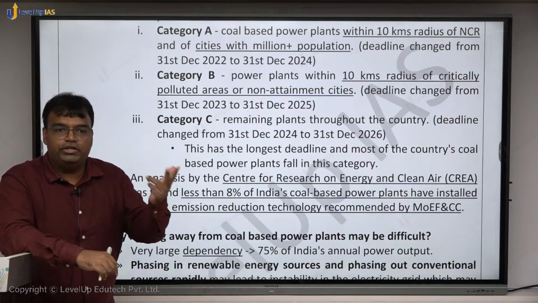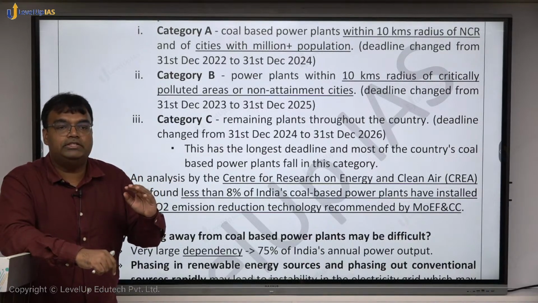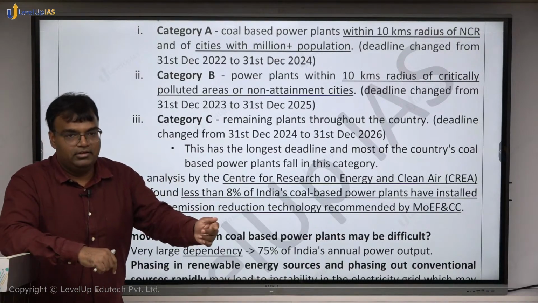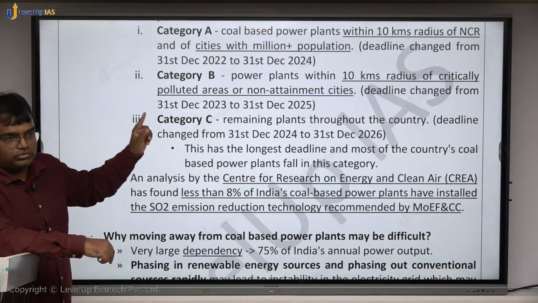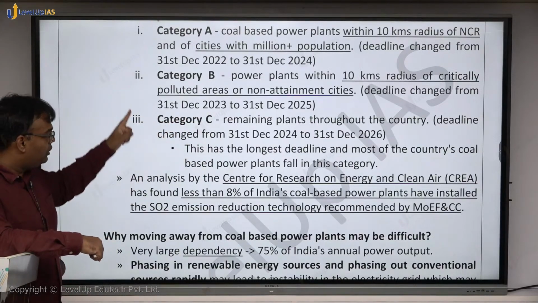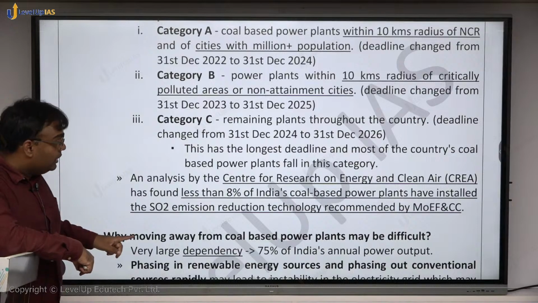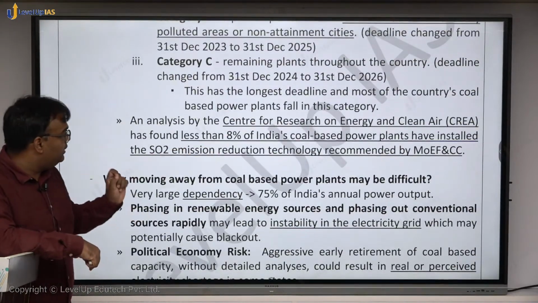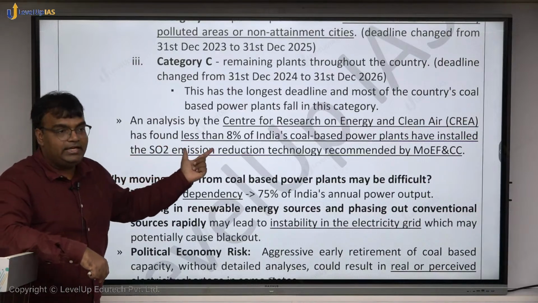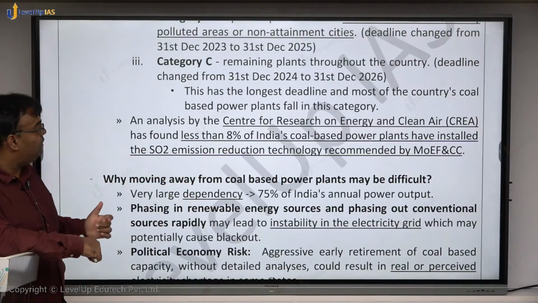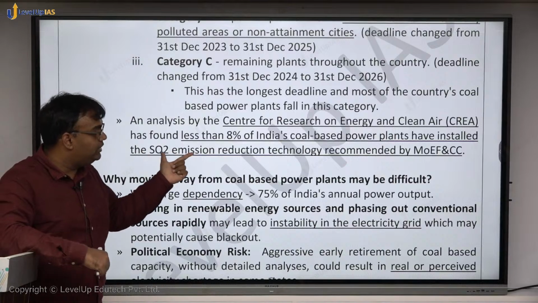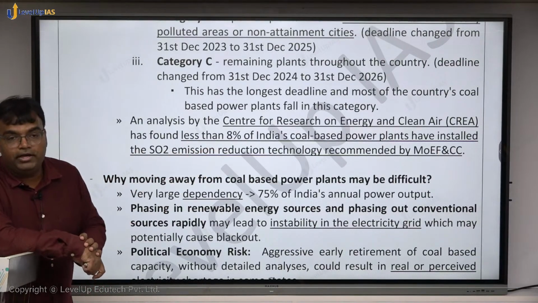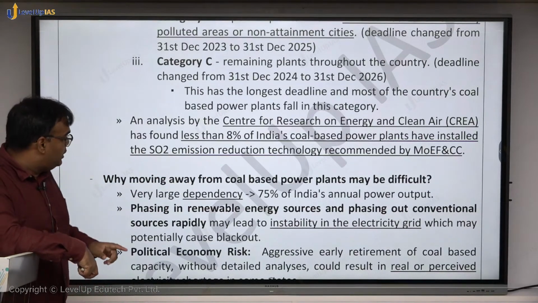So every 2-3 years, what the government does is extend the deadline. Even now, the deadline has been extended to 2024, 25, 26 for the three categories of power plants. A study by the Center for Research on Energy and Clean Air has found that less than 8% of India's coal-based power plants have installed the SO2 emission reduction technology recommended by the Ministry of Environment, Forest and Climate Change.